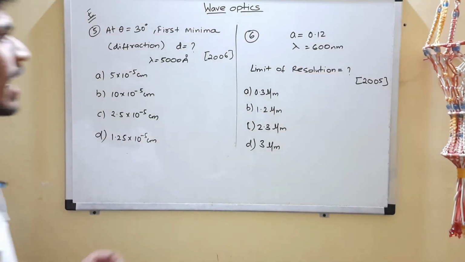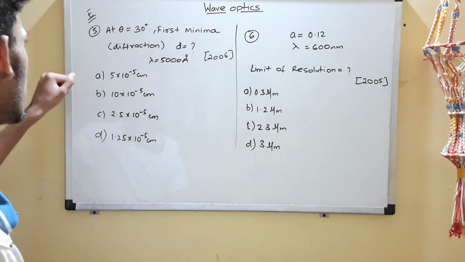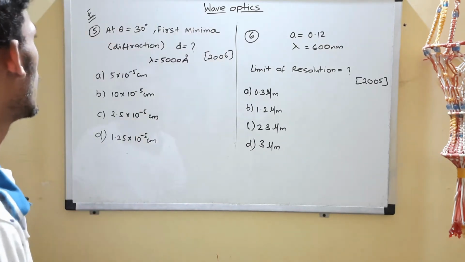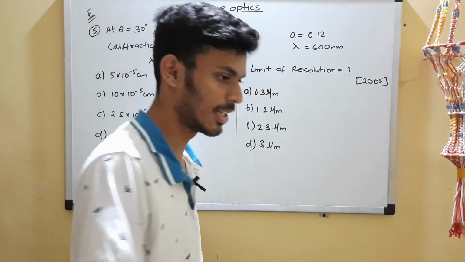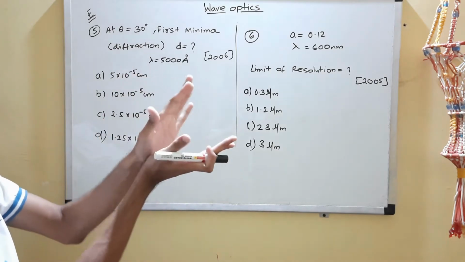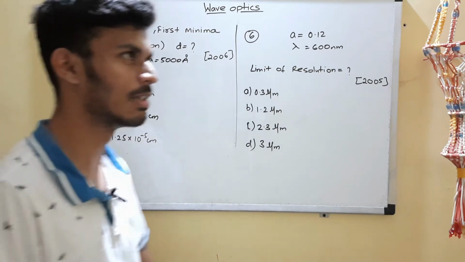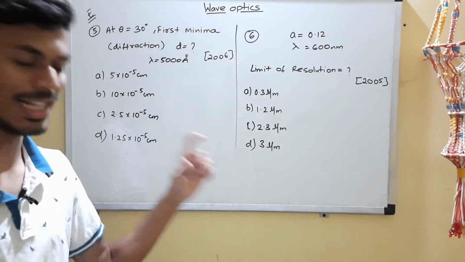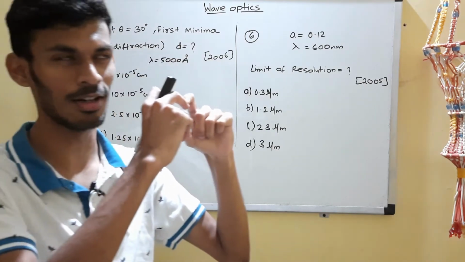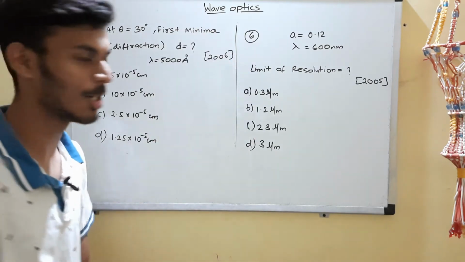So question 5 and 6 over here from the easy category now. In question 5 from 2006, this is a diffraction experiment happening over here, and we are given that at the angular position of 30 degrees, we have the first minima. You are supposed to tell what is the width of your slit. Of course, it's a single slit experiment, so d is the width of the slit, a or d, whatever letter you use for it.